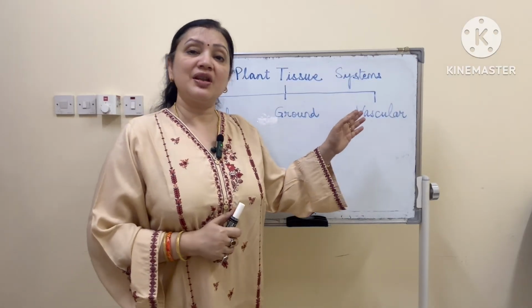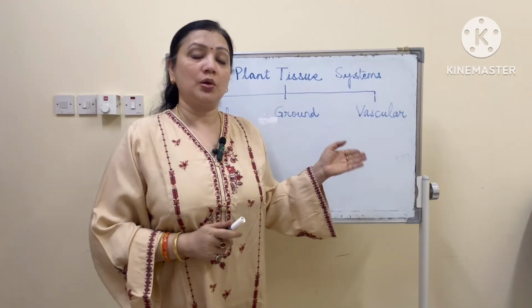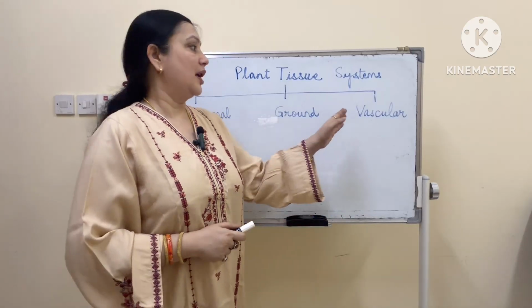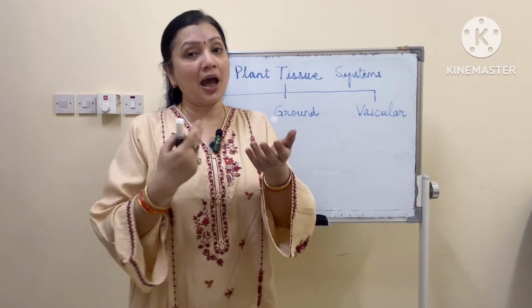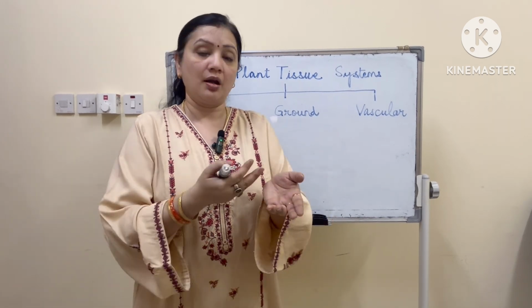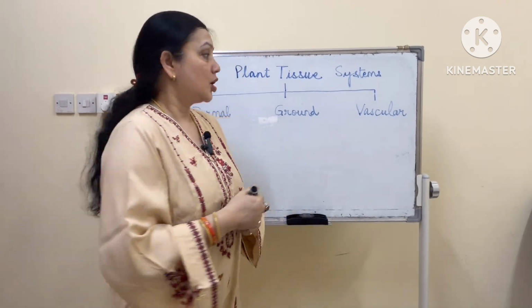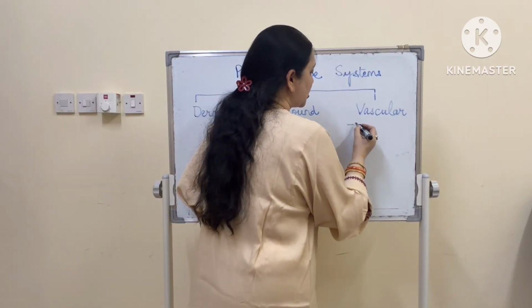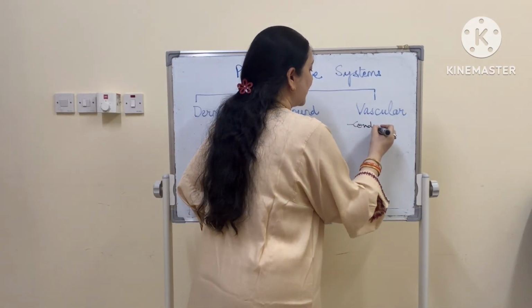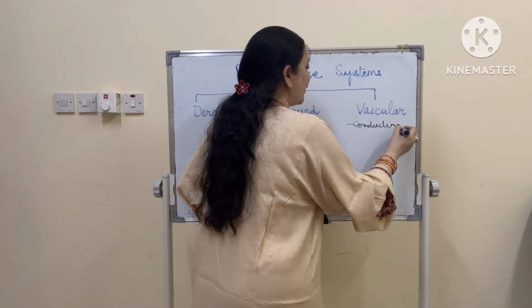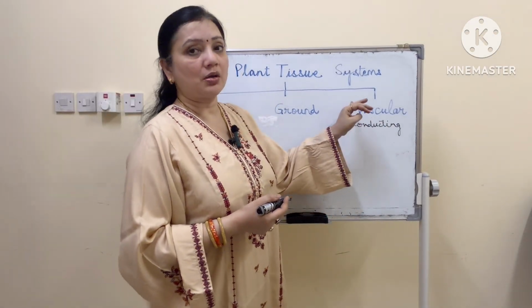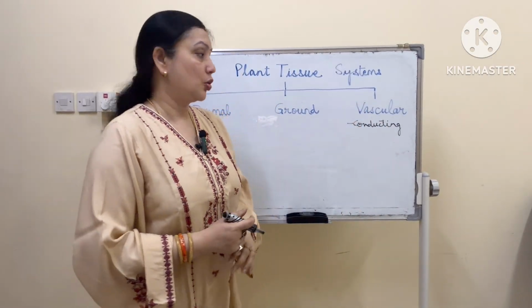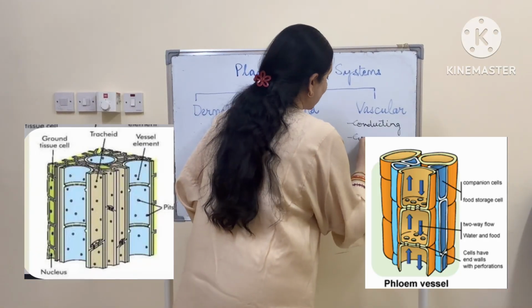In the last video we studied about the conducting tissue, the xylem and phloem. That is the part of vascular tissue. Vascular system in our body also, it means circulation, vascular veins. So here also vascular tissue is responsible for conducting food and water and minerals. So vascular system is also known as conducting tissue, and it is a complex permanent tissue.